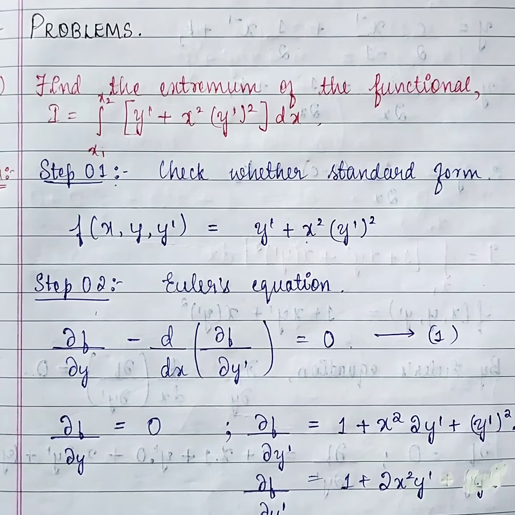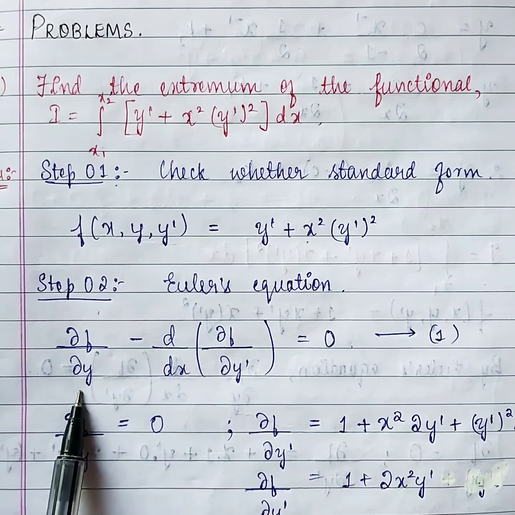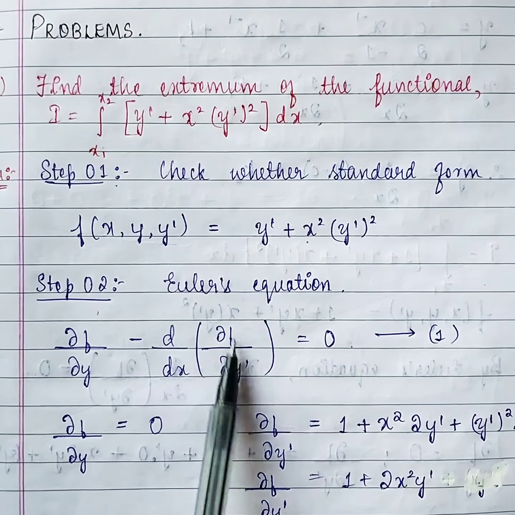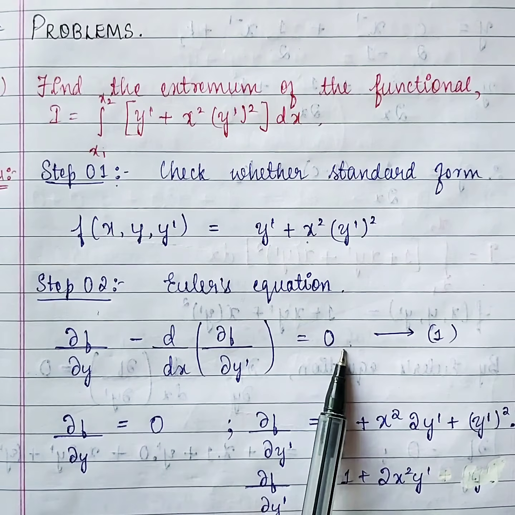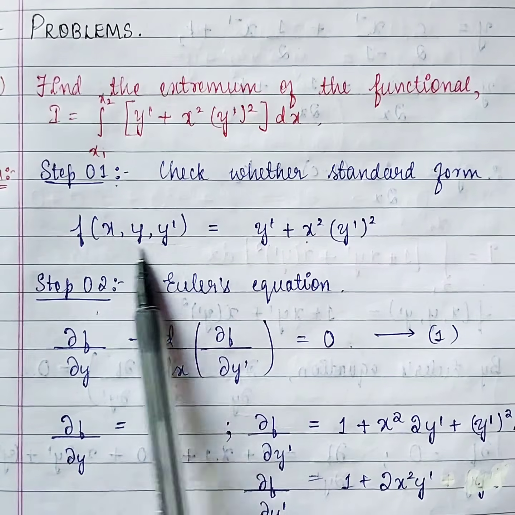Given a functional, say I, solving the variational problem means finding the function y such that I is an extremum. The necessary condition is delta I equal to 0, and we also derived the equivalent condition, that is Euler's equation: del f by del y minus d by dx of del f by del y dash is equal to 0. Okay, there are some short ways, so before starting the problem itself, let's check.